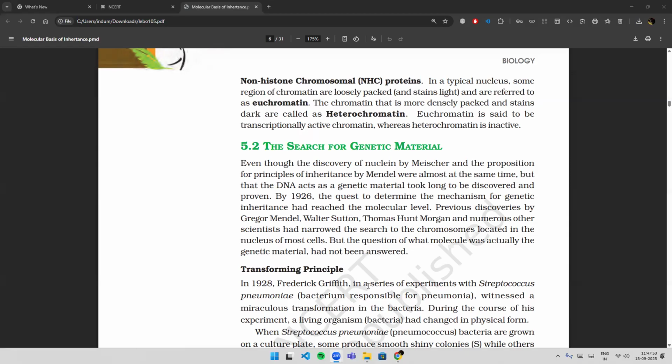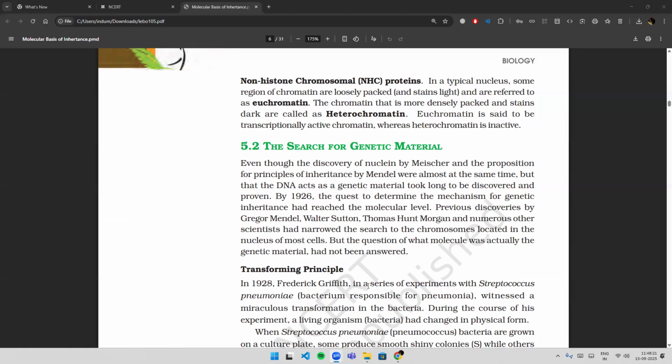5.2 The search for genetic material. Even though the discovery of nuclein by Miescher and the proposition for principles of inheritance by Mendel were almost at the same time, that DNA acts as a genetic material took long to be discovered and proven. By 1926, the quest to determine the mechanism for genetic inheritance had reached the molecular level.